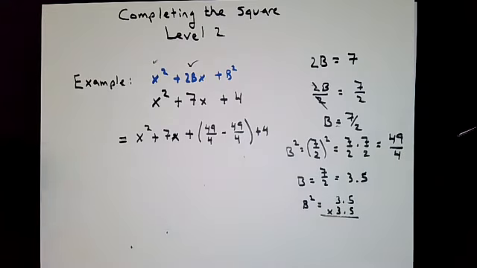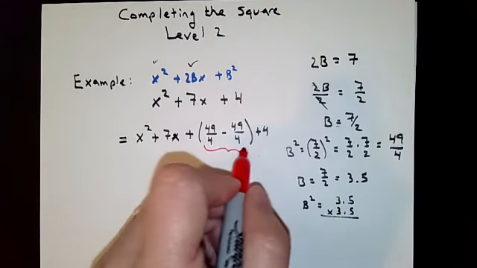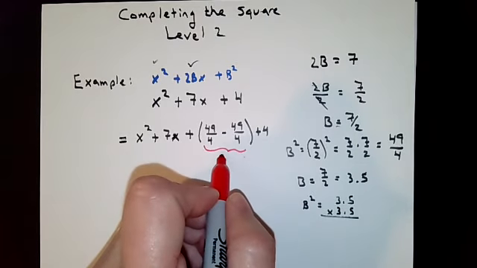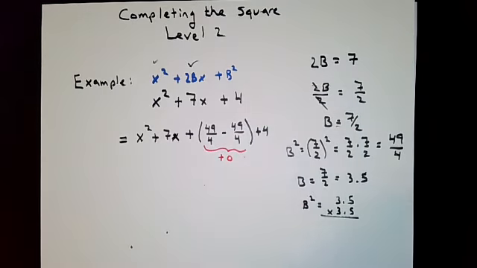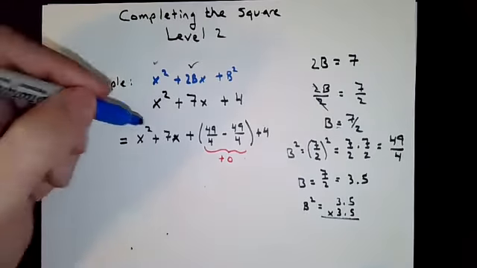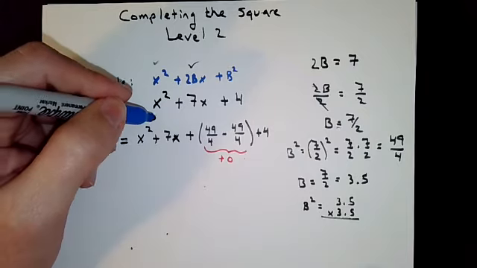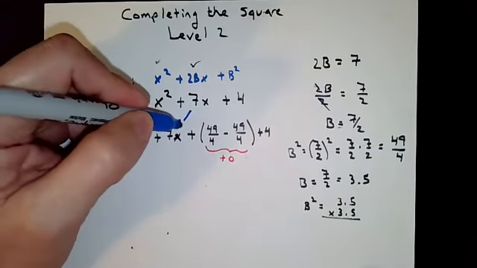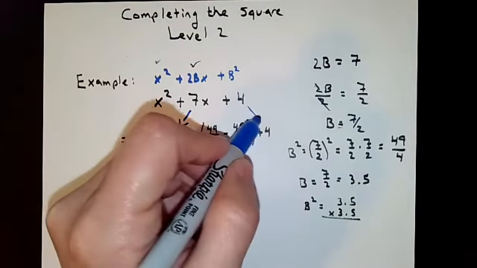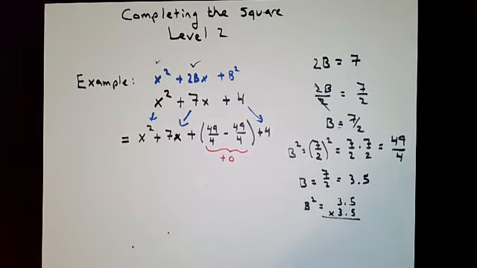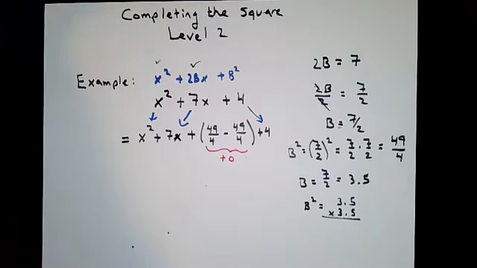So just to be clear now, this is just adding a 0. It changes the way things look. It doesn't change its value. Everything that was in the original is still there. We still have our x squared. We still have the 7x. And we still have the plus 4. So things look different. Things are not different.